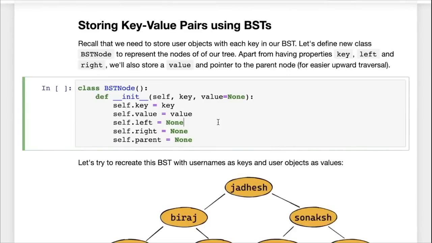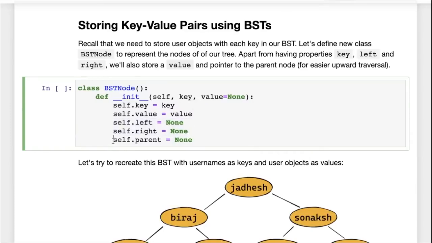Next, remember that we need to store not just keys, but also user objects within each key, within our BST. So what we do is we'll define a new class called BST node to represent the nodes of our binary search tree. And BST node will not only have the key, but in the constructor, it can also accept a value, and this is optional. So we will set the key and we set the value. We will also set the left and right.